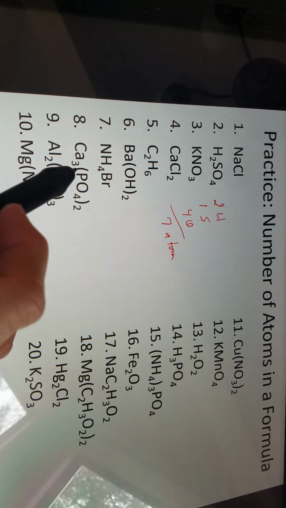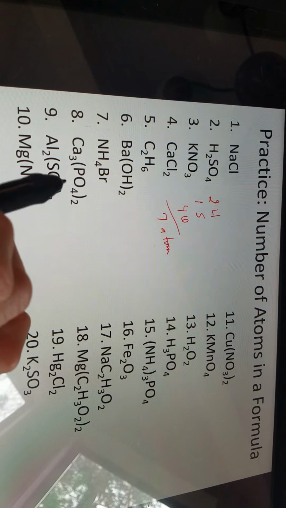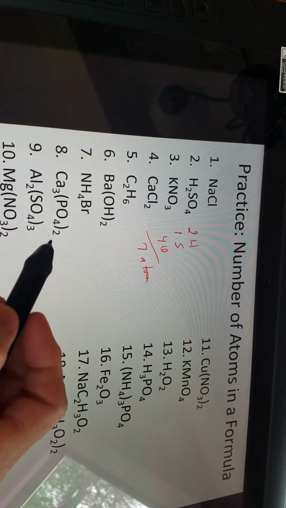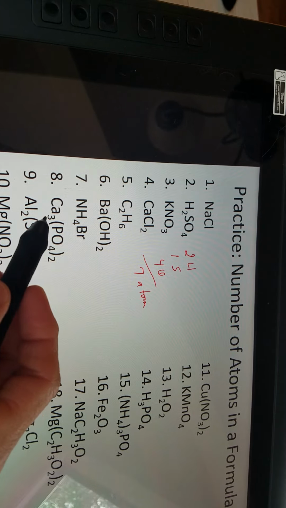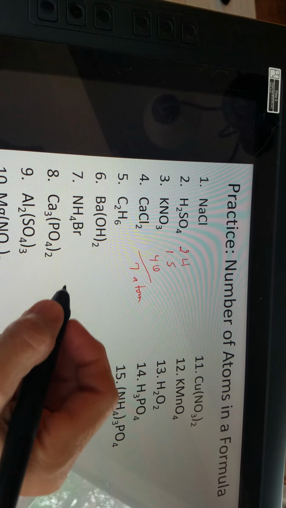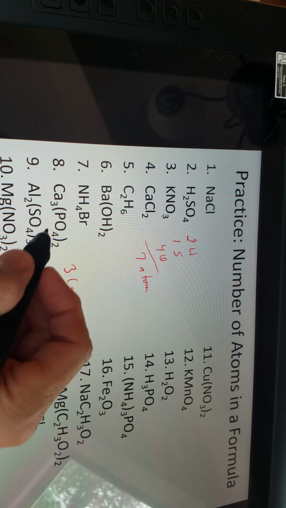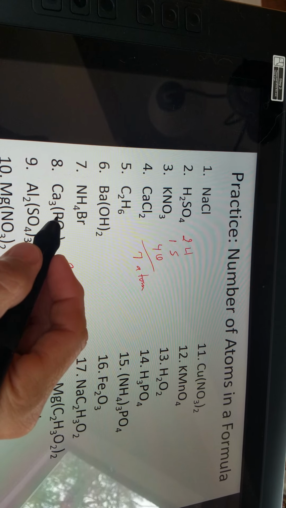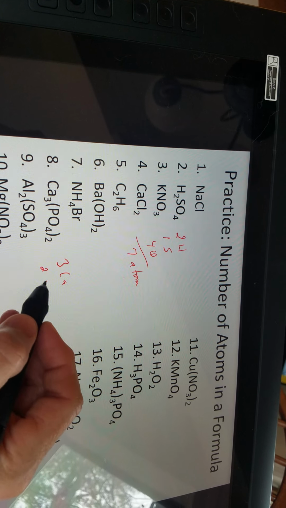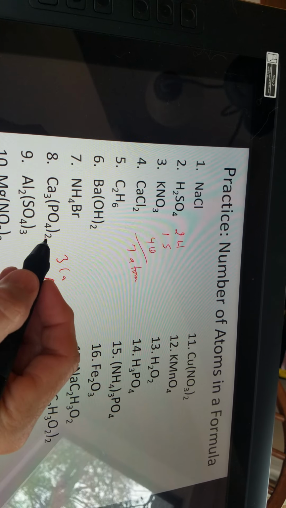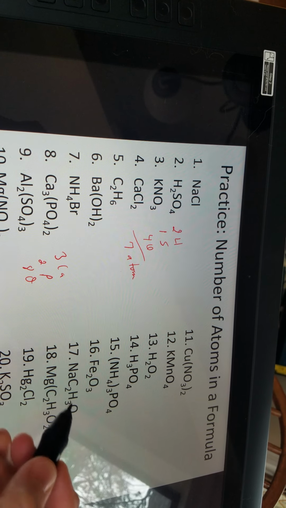Now if you look at one like number 8 where you have a parentheses, then remember you're going to use it like the distributive property. Since this is outside the parentheses, it just means that you would have 3 of the calcium. But since this is in parentheses, you would take the 1 times the 2, or you would have 2 phosphorus. 4 times the 2 would give us 8 oxygen.